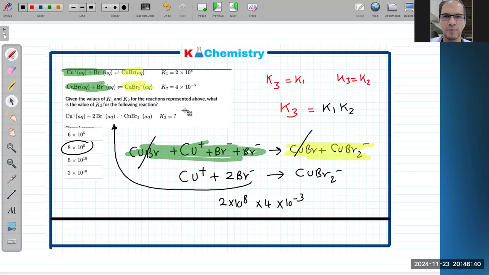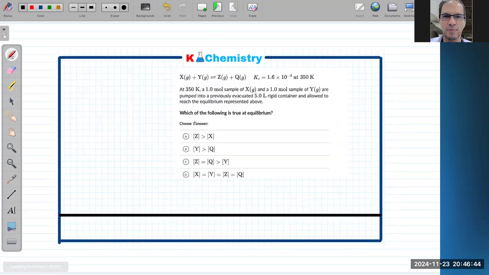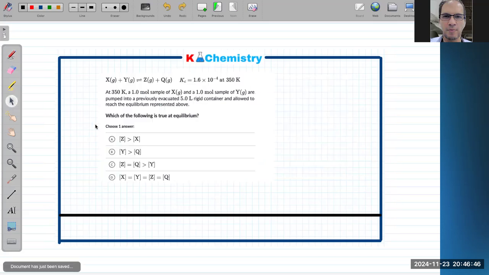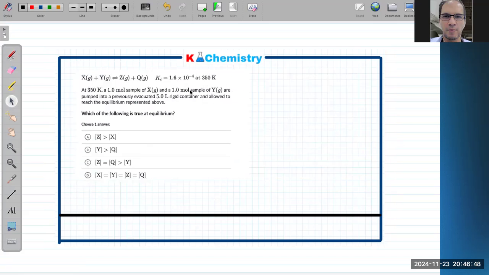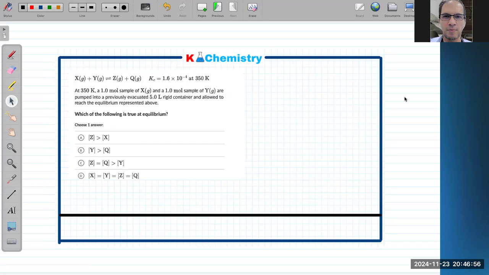In this one, I'll be trying to calculate the equilibrium concentration. So let's see. I have here at 350 Kelvin, 1 mole of sample of X and 1 mole sample of Y are pumped into a previously evacuated 5-liter rigid container and allowed to reach the equilibrium represented. Which of the following is true at equilibrium? Is Z greater than X? Is Y greater than Q? Is Z equal to Q greater than Y? How can we find this? Can we find it by numbers or how?